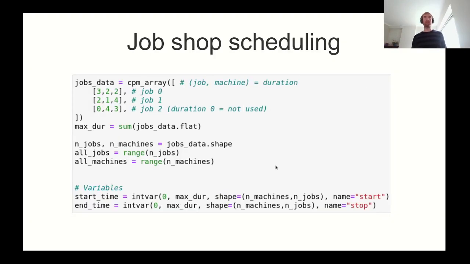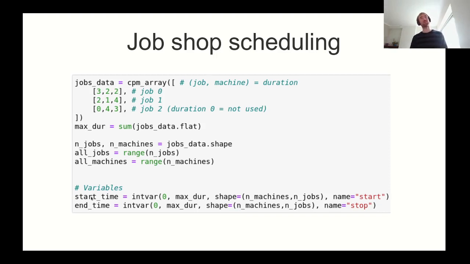Okay. Now let's look at a second, more realistic, or at least more industrial type example. This is the job shop scheduling problem. You're given a number of jobs. They each consist of tasks that have to be run on a specific machine and that have a certain duration on that machine. So job 0, its first task has a duration of 3 on machine 0, 2 on machine 1, and 2 on machine 2. Okay, and that's for each of the jobs.